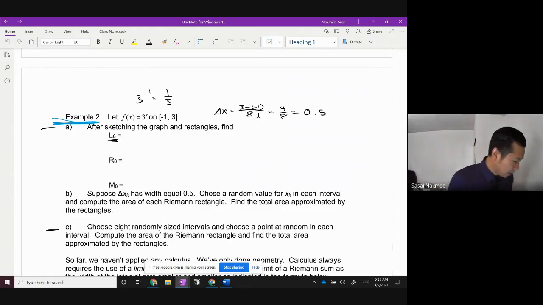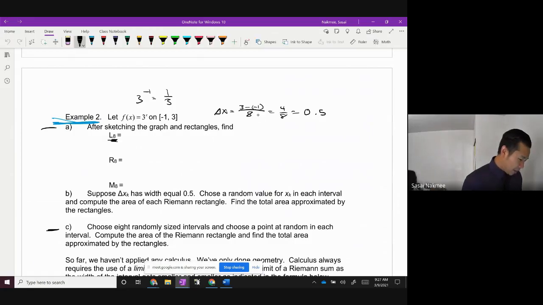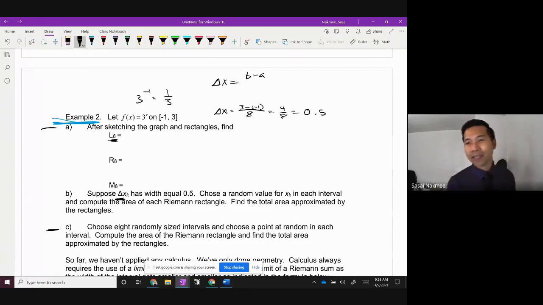Sorry about that. So when you're doing this LRAM, RRAM, and MRAM stuff, this delta x is just the width, how far apart each of these x values are. If you want to think of it, it's just the width of each of those rectangles. To calculate delta x, the easiest way is to figure out the distance between your endpoints, so b minus a, divided by the number of rectangles you want.